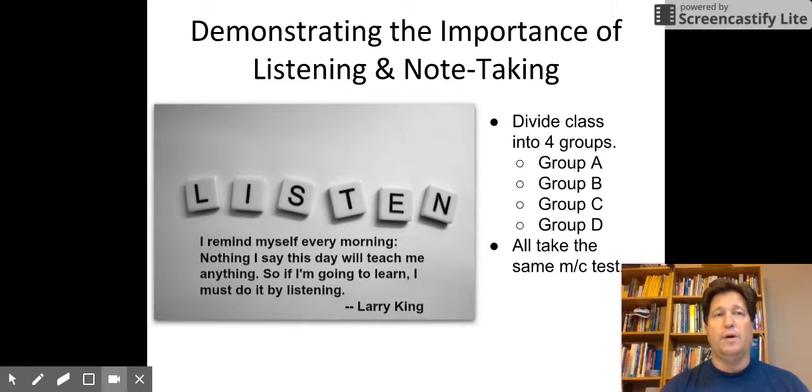And the first thing I do is I divide the class into 4 groups. Group A is only allowed to listen. They cannot write anything down. Group B is allowed to listen and take notes, but they are not allowed to use their notes on the test, and they turn them in immediately after the lecture is over. Group C is allowed to listen, to take notes, and to use the notes on the test. Group D is allowed to listen, take notes, use their notes on the test, and I also give them a verbatim transcript of the podcast, which they can use during the test.